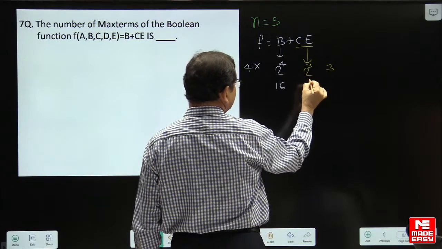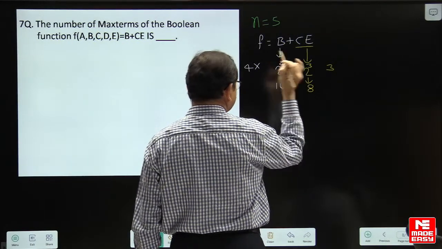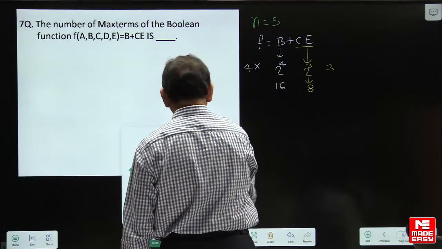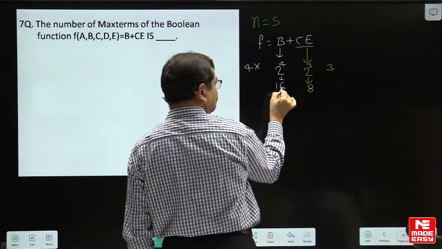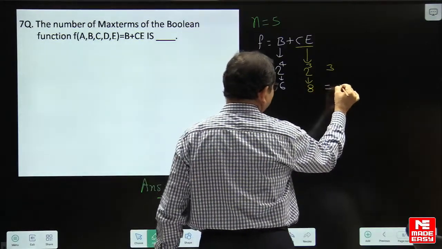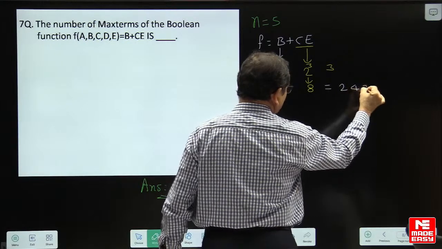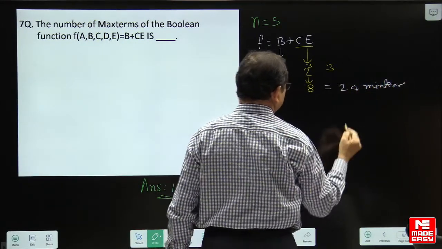As medical students, you definitely know. So it is a group of 8 cells. This one is a group of 16 minterms, and that one a group of 8 minterms. Now, you may think you have 24 minterms.